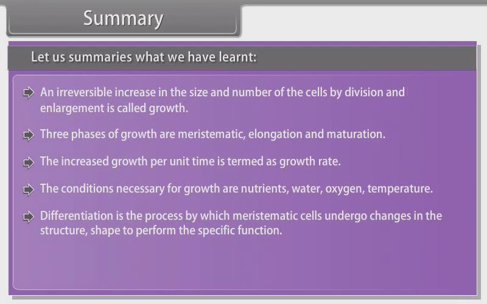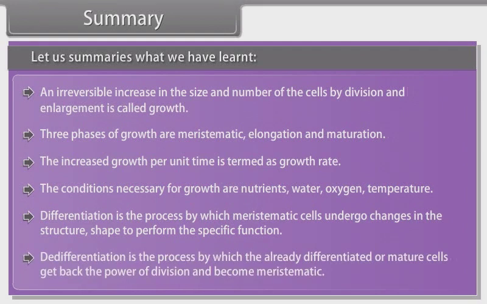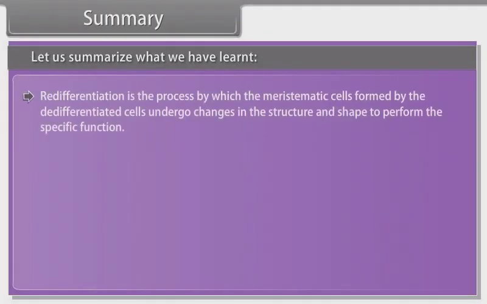Differentiation is the process by which meristematic cells undergo changes in structure and shape to perform a specific function. Dedifferentiation is the process by which the already differentiated or mature cells get back the power of division and become meristematic. Redifferentiation is the process by which the meristematic cells formed by the dedifferentiated cells undergo changes in their structure and shape to perform a specific function.